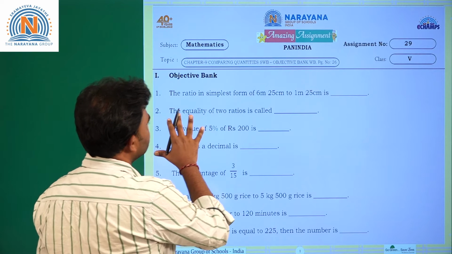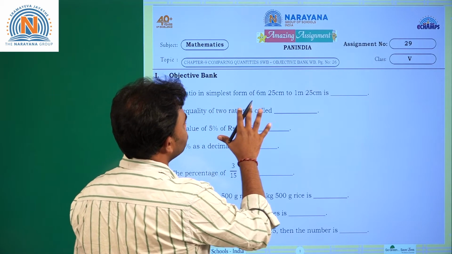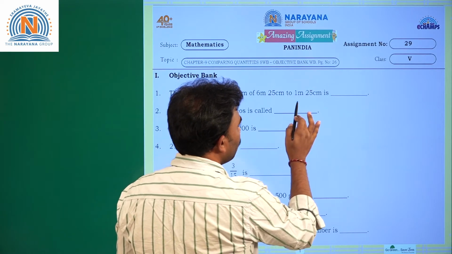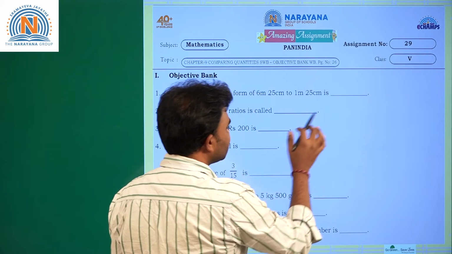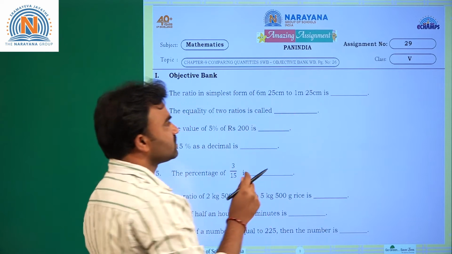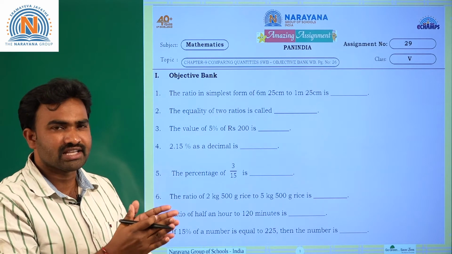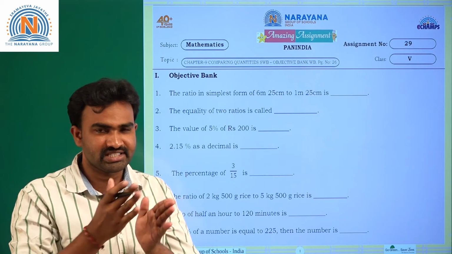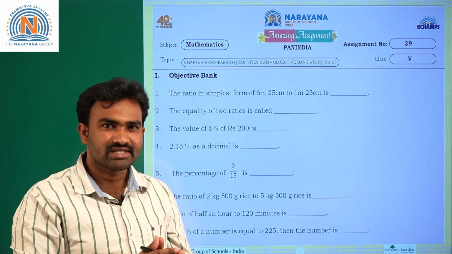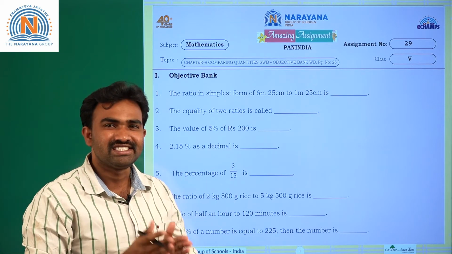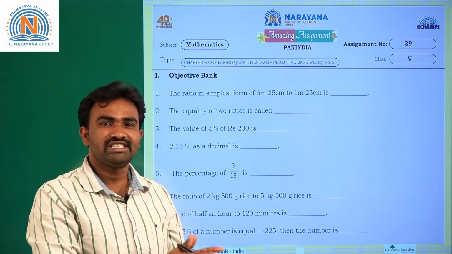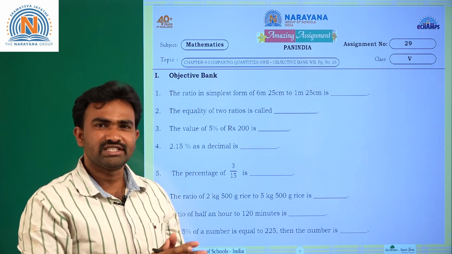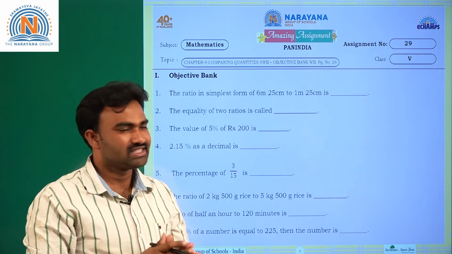Objective Bank, first problem: the ratio in simplest form of 6 meters 25 centimeters to 1 meter 25 centimeters. So 6 meters 25 centimeters can be written as 625 centimeters. We know that 1 meter is equal to 100 centimeters. Then 6 meters is equal to 6 into 100, 600. So 600 centimeters plus 25 centimeters is 625 centimeters.